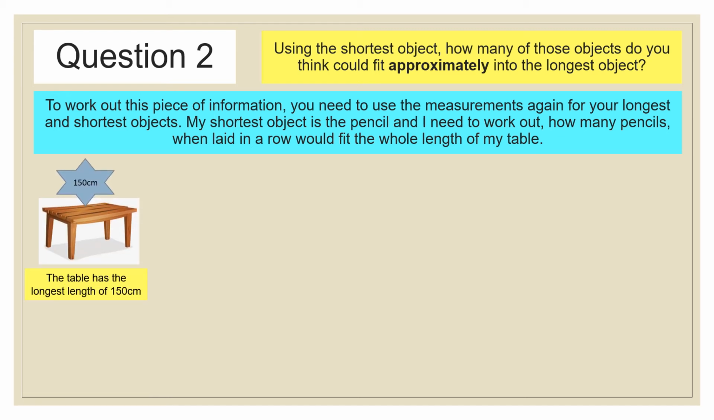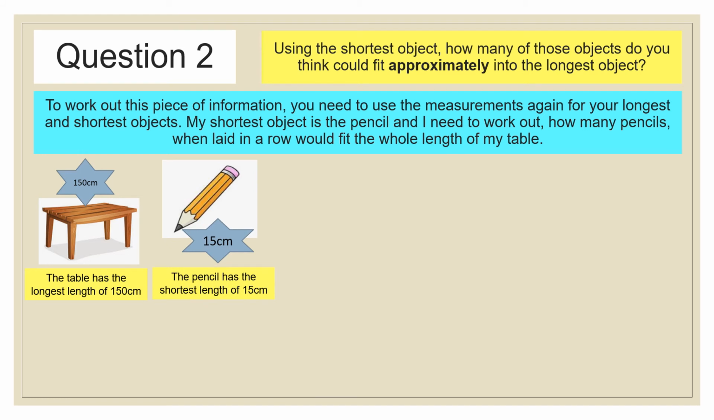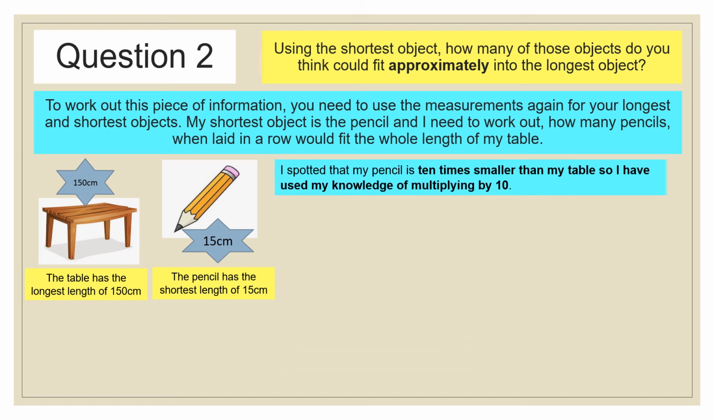So again, my table is the longest length at 150 centimetres, and I need to work out how many pencils at 15 centimetres will fit the whole length of my table. Now looking at my lengths, I've spotted that my pencil is 10 times smaller than my table. So 15 centimetres is 10 times smaller than 150 centimetres.